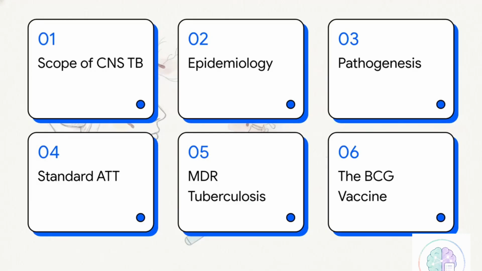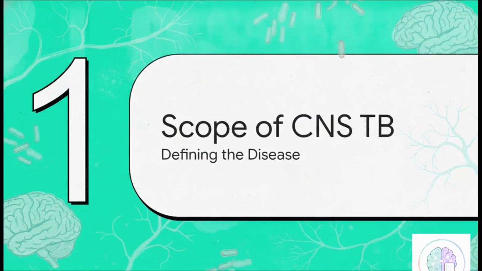Okay, let's dive into this. Here is our roadmap for today. We'll cover the scope of CNS-TB, the epidemiology, pathogenesis, standard therapies, multi-drug resistance, and finally, the BCG vaccine. We are not skipping a single detail here. All right, Section 1, the scope of CNS tuberculosis.